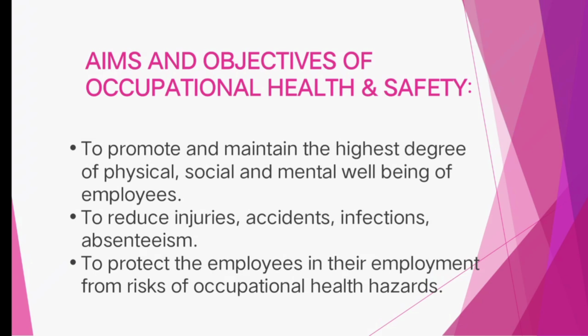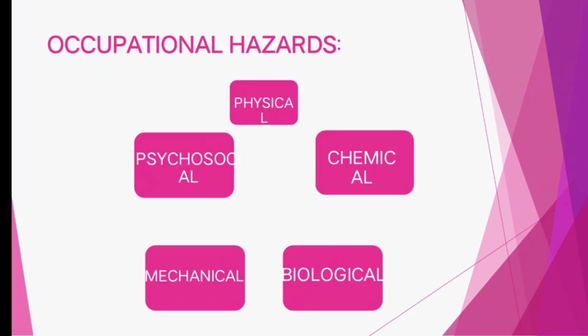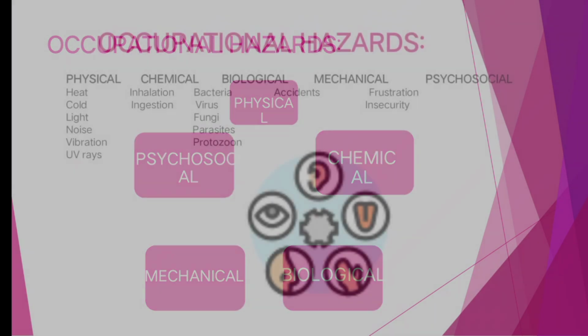To promote and maintain the highest degree of physical, social and mental well-being of employees, to reduce injuries, accidents, infections or absenteeism due to a poor working environment, and to protect the employees from the risk of occupational health hazards. Next we will see what the occupational hazards are. We have physical, chemical, biological, mechanical and psychosocial occupational hazards. We will be seeing each of these hazards, with examples, in the forthcoming slides.